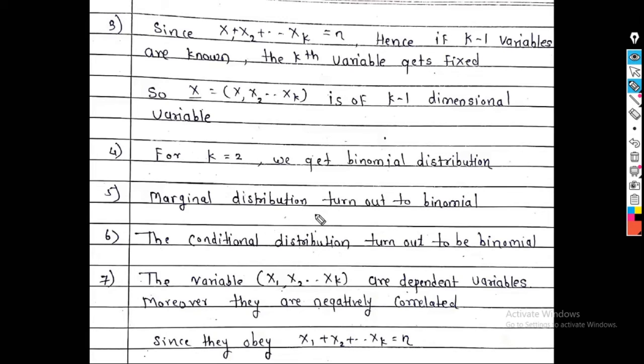We will see the proof of this theorem in later videos. The conditional distribution turns out to be binomial. Obviously the conditional distribution is also binomial.